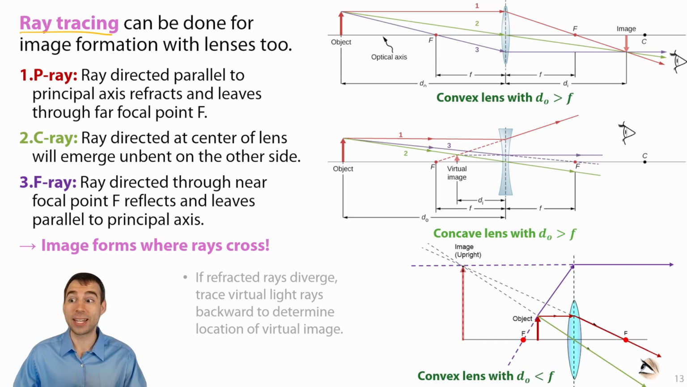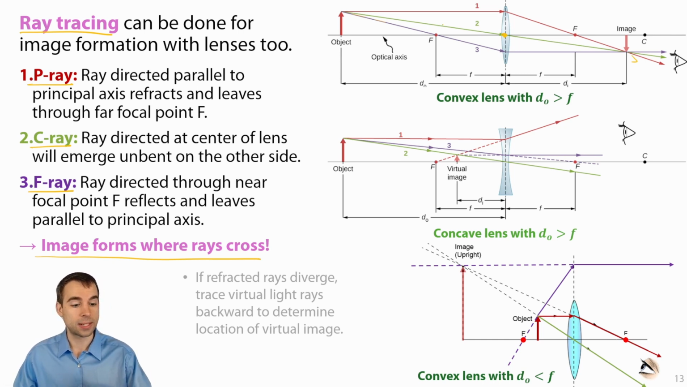For ray tracing with thin lenses, we still draw a P ray, which comes in parallel to the lens and then is bent such that it passes through the focal point F on the other side of the lens. We still have an F ray, the purple line, which goes through the focal point and is bent such that it emerges parallel from the lens. We have a C ray, which passes through the center of the lens this time, not the center of curvature, but the center of the lens. And this C ray ends up passing through the lens completely unbent. It will not experience a total refraction. And we can say again, the image will form where the light rays cross.